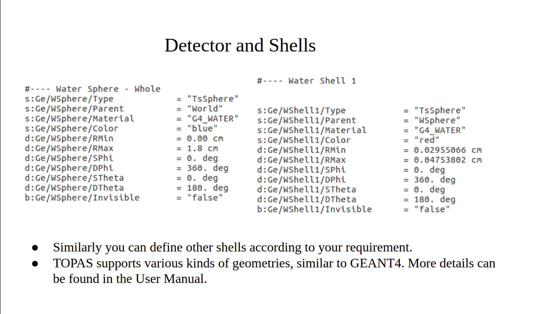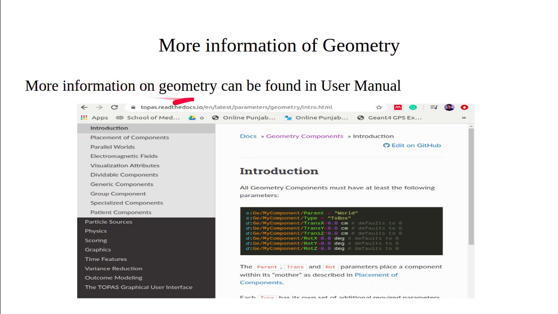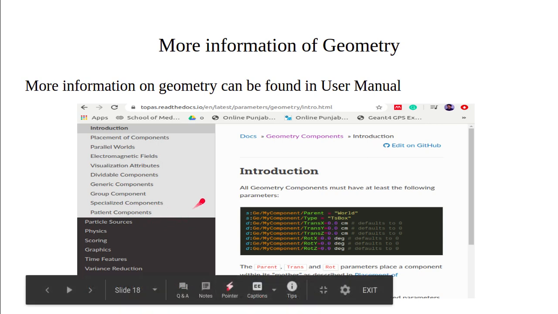And not only boxes and spheres, TOPAS provides a wide range of geometries similar to Geant4. This information can be found in the user manual, as you can see, and it is the online manual of TOPAS. It tells about the placement, parallel worlds, electromagnetic field, visualization attributes, dividable components, generic components, group components, specialized components, and patient components in case you want to define or simulate patient treatment. And here also, as you can see, my component.